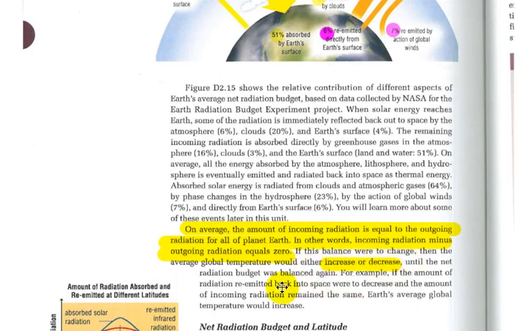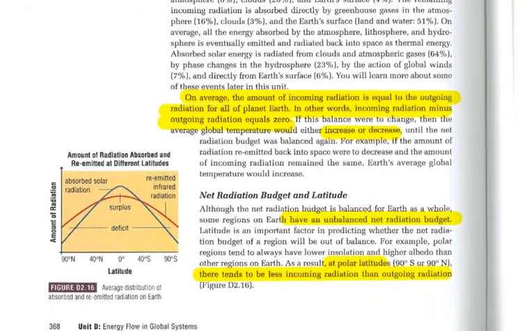If this balance were to change, then the average global temperature would either increase or decrease until the net radiation budget was balanced again. For example, if the amount of radiation re-emitted back into space were to decrease and the amount of incoming radiation remained the same, Earth's average global temperature would increase, of course.